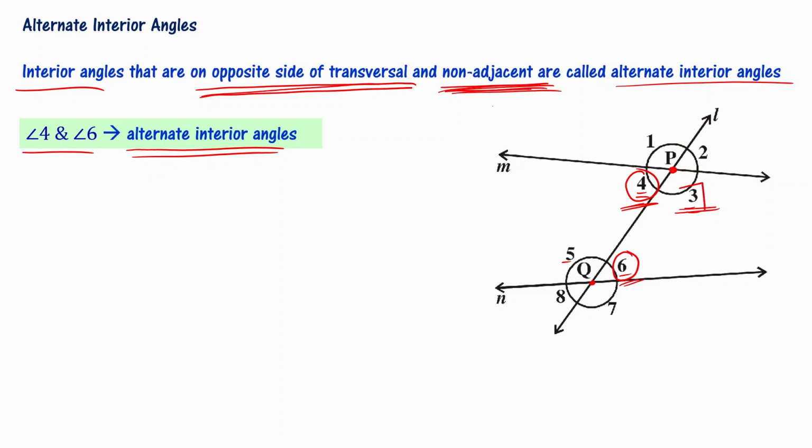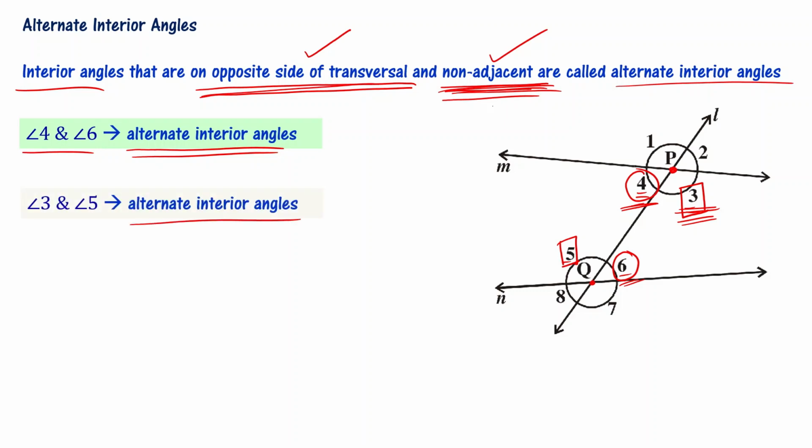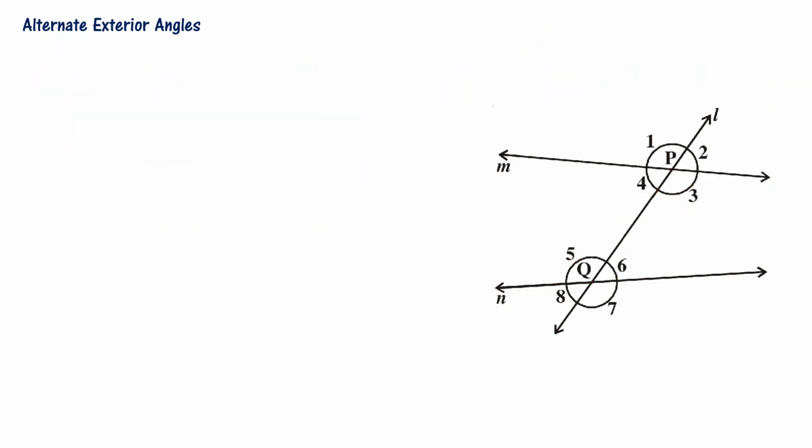Similarly, 3 and 5, these are on opposite side of the transversal. At the same time, they are non-adjacent, right? Adjacent angles ante ento meeku doubt vaste ganaka we have covered that in our first video. Go and check that. Okay, 3 and 5 are on the opposite side of the transversal and they are non-adjacent angles. That's why those are also called alternate interior angles. Understood? Now let us learn about alternate exterior angles.